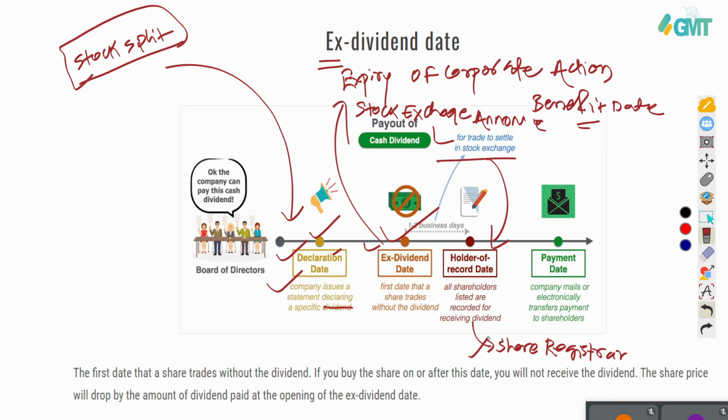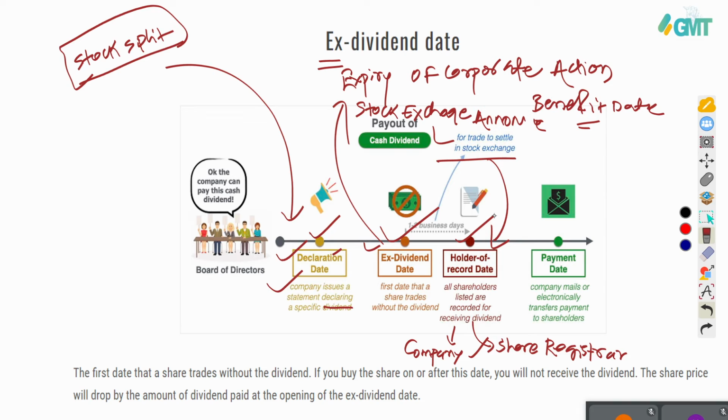And the company processes the benefits as per the record date. Who announced the record date? Of course, the company announced it. The company pays the corporate action benefits as per the record date. And that's why ex-date versus record date becomes very, very important.